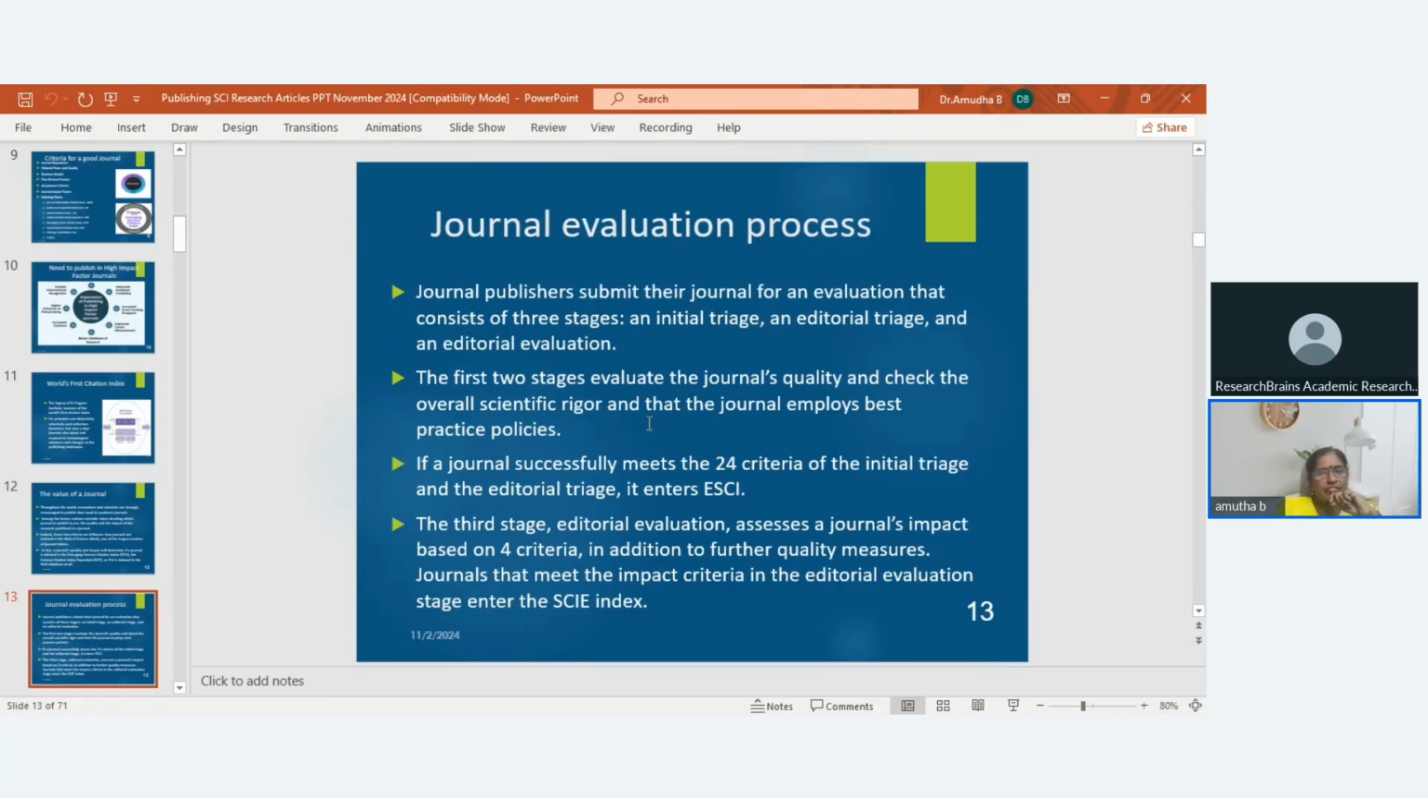Whenever a paper has to be accepted, any journal will be meeting 24 criteria of the initial triage. They are saying 28 criteria. Out of the 28 criteria, there are the objectivity of the paper, the selectivity of the paper, and the number of same-kind papers that have arrived at the journal, like that. The third stage, editorial evaluation, assesses the journal's impact factor on 4 criteria according to the journal's quality measures. The 24 criteria, what are the criteria? I'll tell you.